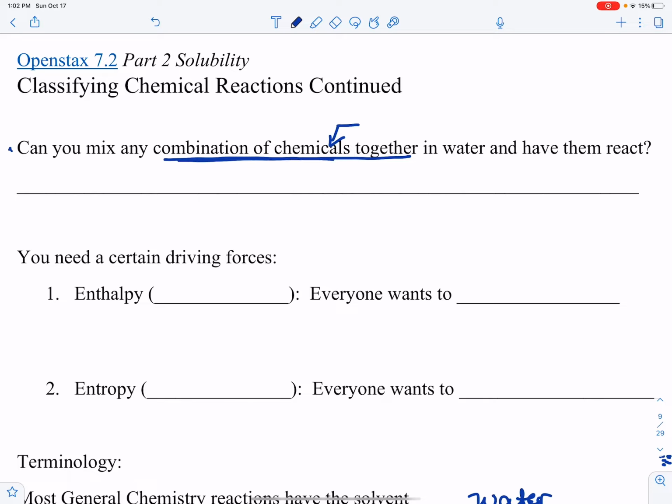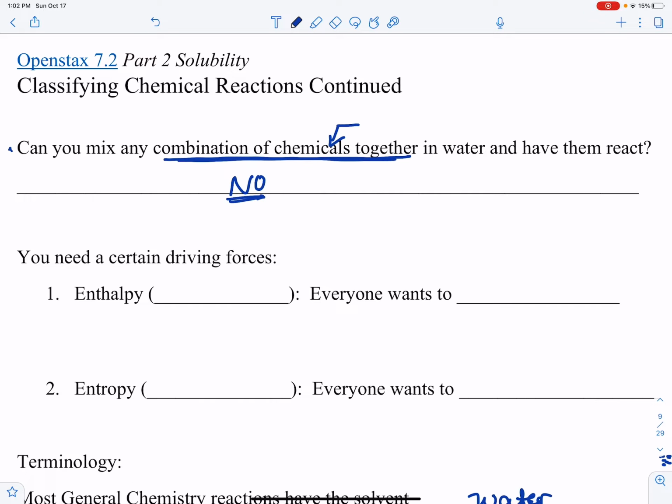If you mix any combination of chemicals together, like any of them in water, will they react? Think about if you were to take oil and vinegar, or just two kinds of different oils, and you mix them together. Do they make something new? Can you always mix things together? Like, can you take oxygen and mix it with carbon dioxide? Does it make something new? The answer would be no. Sometimes they do, sometimes they don't. And it all comes down to energy and what's going on with the energy in the reaction.